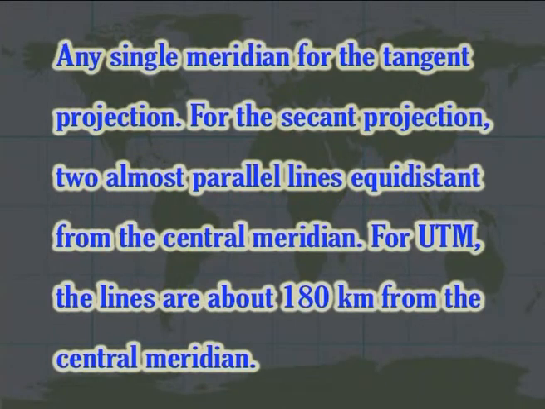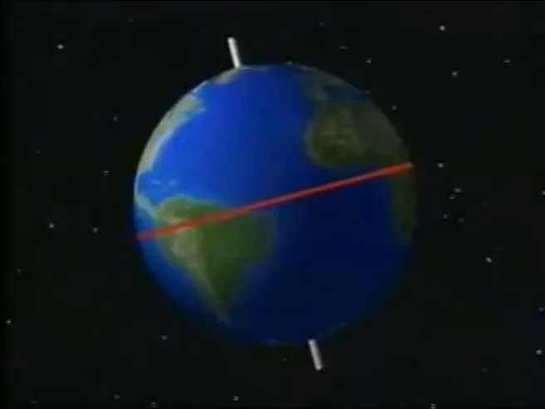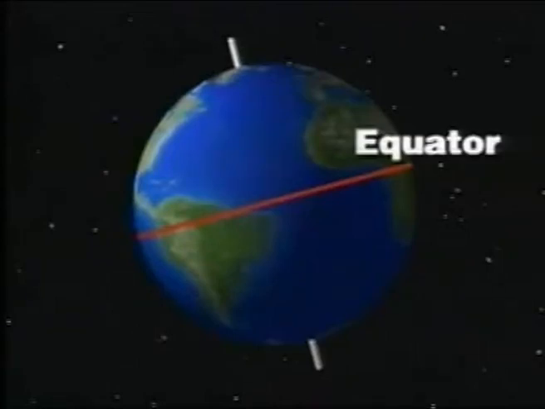Any single meridian for the tangent projection. For the secant projection, two almost parallel lines equidistant from the central meridians. For UTM, the lines are about 180 kilometers from the central meridian. The graticules: the equator and the central meridians.